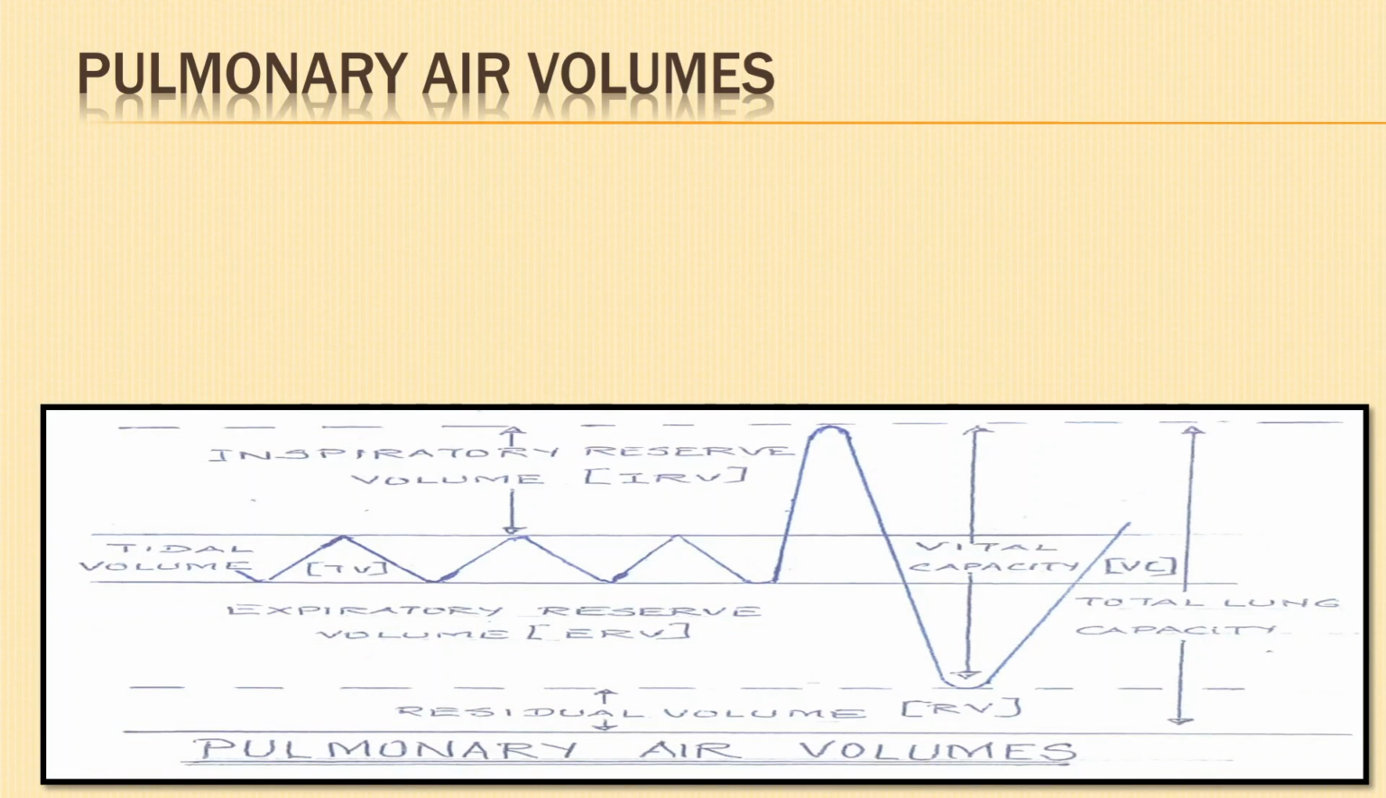Now, let us look into the pulmonary air volumes. The following terms will help you to explain various pulmonary air volumes. Look at the diagram. You will find various terms like tidal volume, expiratory reserve volume, inspiratory reserve volume, residual volume, vital capacity, total lung capacity. Let's learn them one by one.